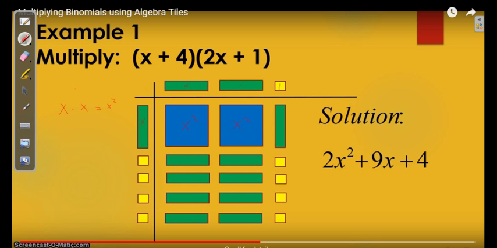Okay, then they used this one here, and they did 1 times x. 1 times x is 1x. 1 times x is 1x. 1 times 1 is 1.